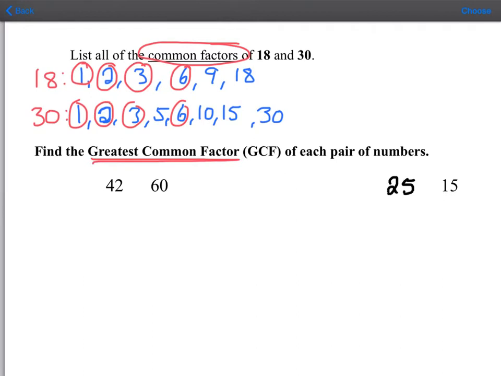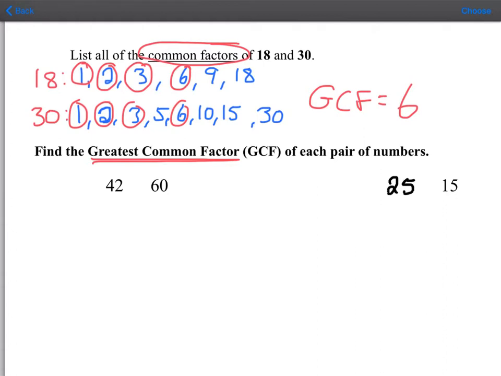Next, we want to find what's called the greatest common factor. That's the largest factor, the largest number that can go into both numbers. If I look at the previous problem, my greatest common factor was the biggest factor they had in common, in this case, 6. So one method we talked about in class to find greatest common factor was simply to list out all the factors for both numbers, and then compare the two lists. What's the biggest number that shows up in both lists?